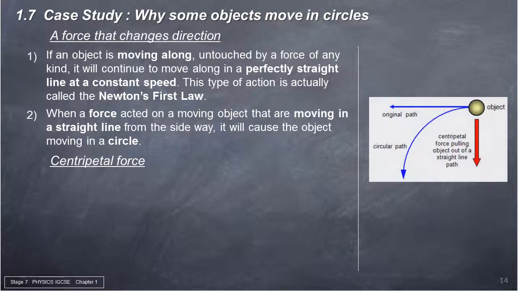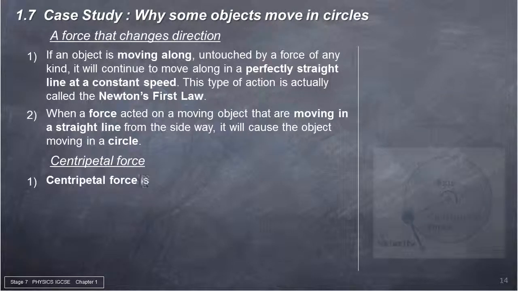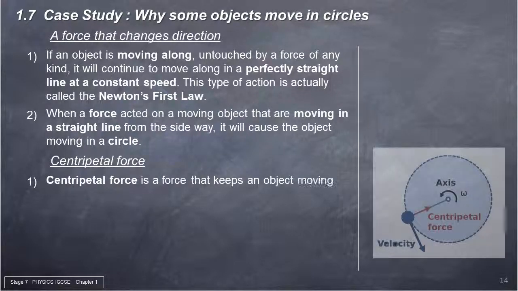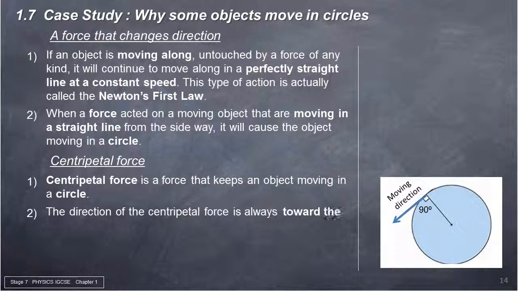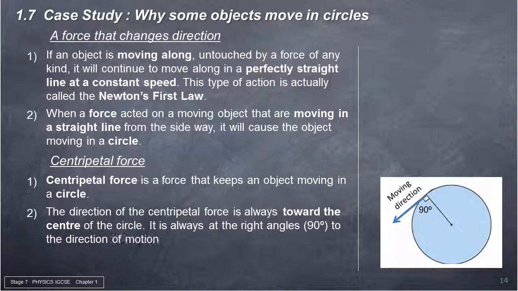Centripetal force. 1. Centripetal force is a force that keeps an object moving in a circle. 2. The direction of the centripetal force is always toward the center of the circle. It is always at right angles, 90 degrees, to the direction of motion of the object.